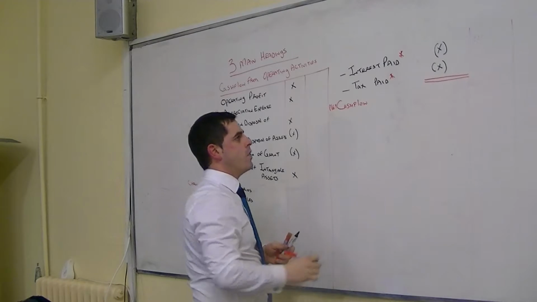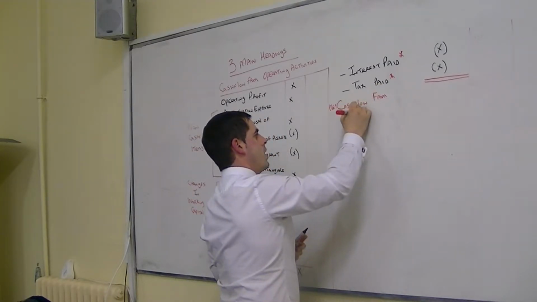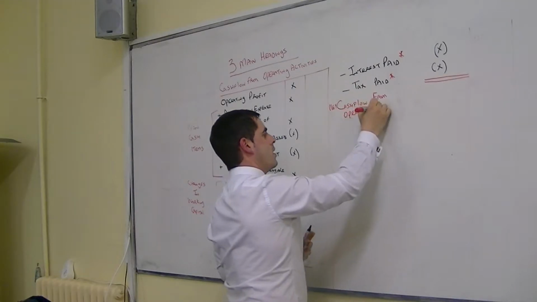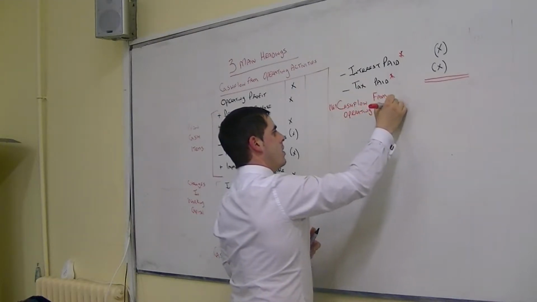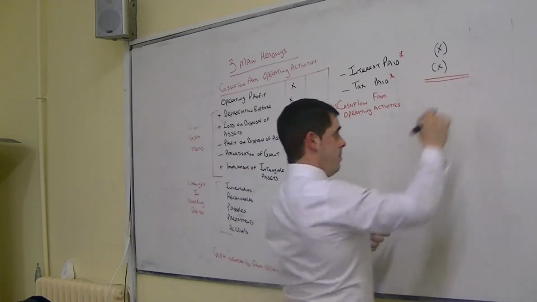So net cash flow from operating activities. Net cash flow from operating activities.